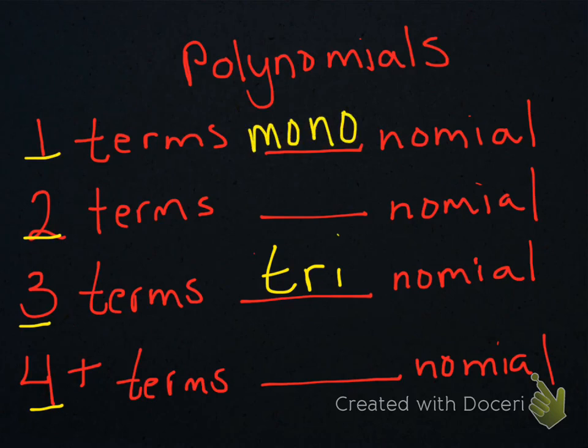Monomial. 2 terms is binomial. 3 terms is trinomial. And 4 plus terms, we just go to poly. I've heard people say things like quadrinomial and quintinomial. No, just call it a poly, for heaven's sakes. After 3, it's a poly. Okay, so we have polynomials. 1 term mono, 2 terms binomial, 3 terms trinomial, 4 plus polynomial.